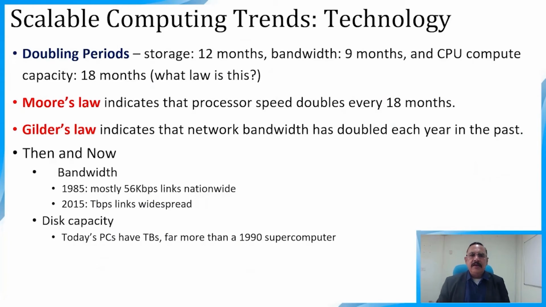Now, if we see the scalable computing trends, that is the technology. Storage is doubling every 12 months at the same cost, bandwidth every 9 months, and CPU compute capacity every 18 months. This is called Moore's law, which indicates that processor speed doubles every 18 months. Gilder's law indicates that network bandwidth has doubled each year in the past. Earlier, in 1985, the bandwidth was mostly 56 kbps nationwide, and now in 2015 the backbone has become terabits per second. Similarly for disk capacity, today's PCs have more terabytes than 1990s supercomputers.